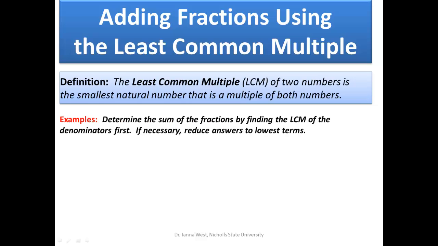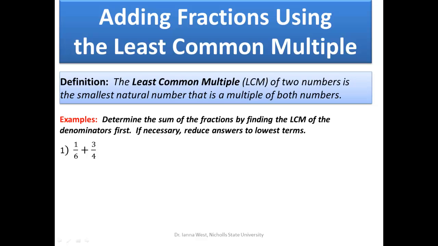We will look at examples. Determine the sum of the fractions by finding the LCM of the denominators first. If necessary, reduce answers to lowest terms. For our first one, we will add 1 over 6 plus 3 over 4. We need to have a common denominator before we can add two fractions. In this case, we could easily use the process that we used in the previous slide.